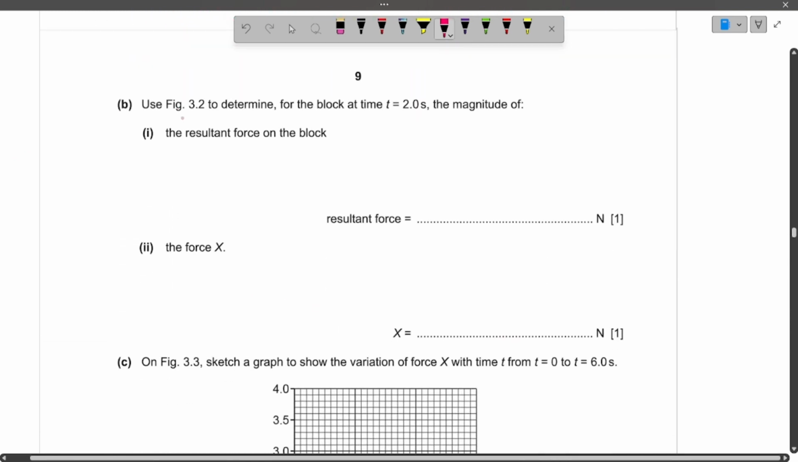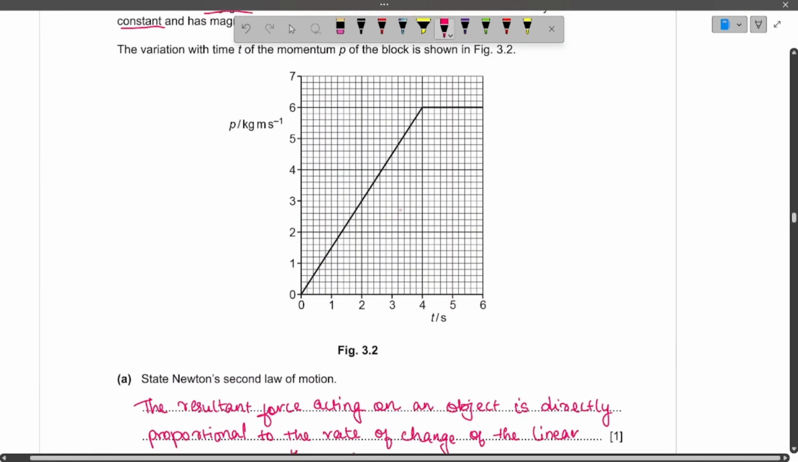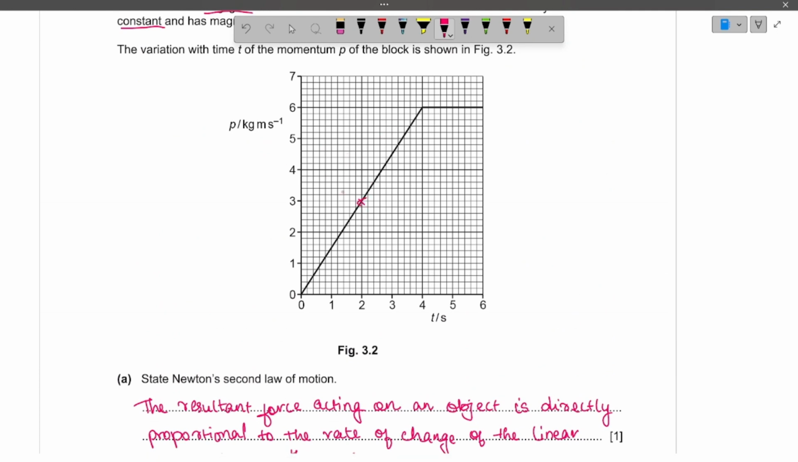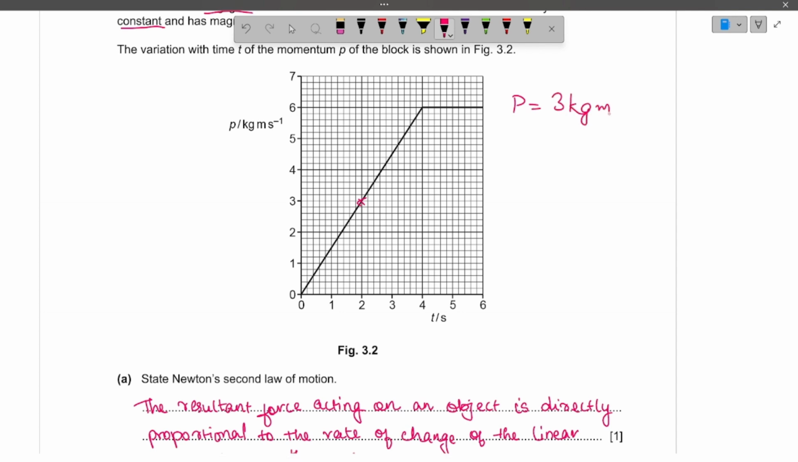B part is, use figure 3.2 to determine, for the block at time t equal to 2 seconds, the magnitude of the resultant force on the block. Okay, the resultant force is what you need to find out at time 2 seconds. So this is that position. From this graph you may find out that at time 2 seconds the momentum is 3 kg meter per second, right? So what you need to find out is the force.